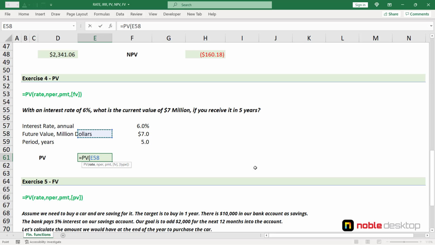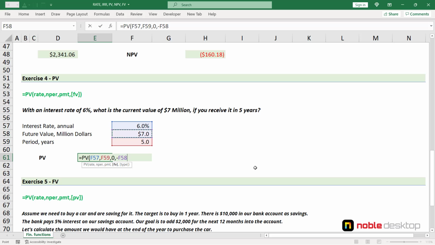My rate is in the cell F57, comma. My number of periods is in the cell F59, comma. My payment, there's no payment in this case scenario as it's an investment, not a loan example. So I'm gonna put 0 for payments, comma, and I will flip the sign for future value, minus. My future value is in the cell F58, $7 million.